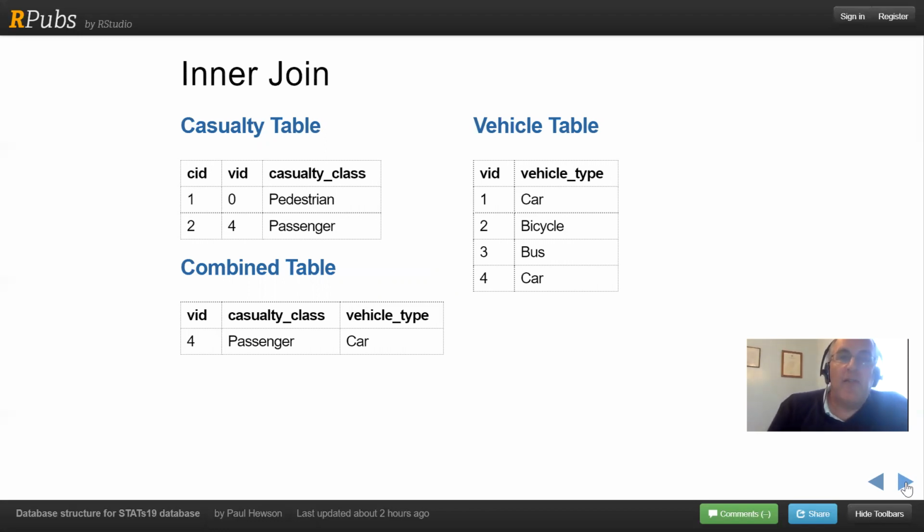So when I perform an inner join and join those 2 tables, I have vehicle ID 4, and I have some data that comes from the casualty table. There was a passenger injured, and I have some data that comes from the vehicle table. The vehicle that they were in was a car. So that's the inner join.